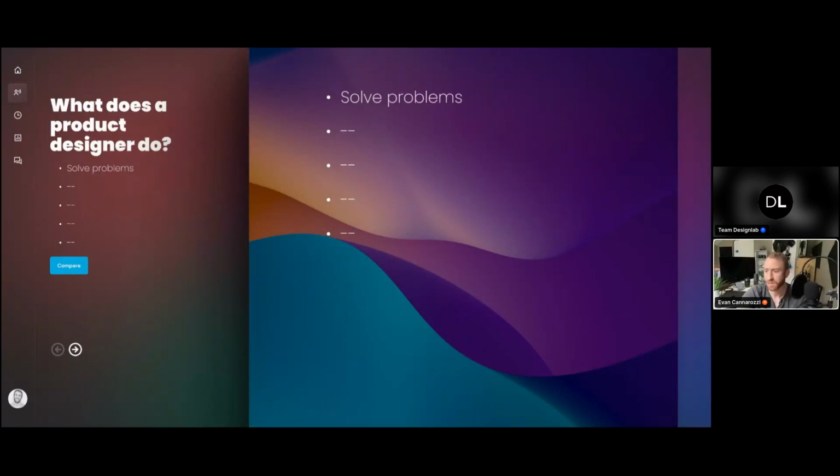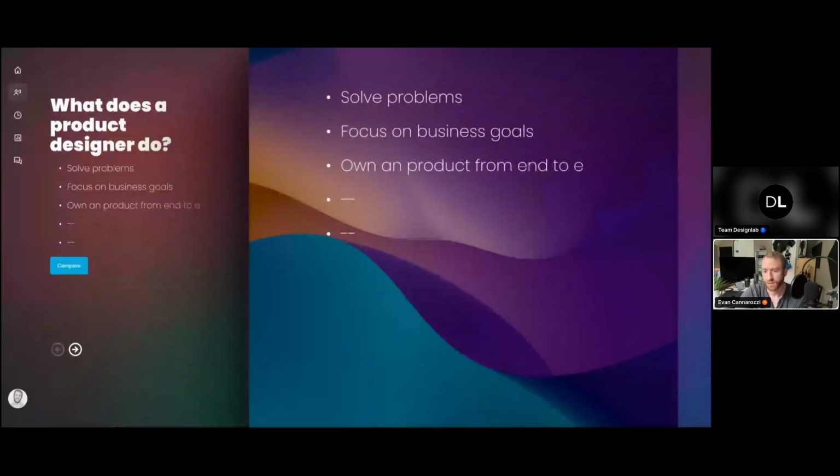I saw focus on business goals. That's a really good one. Focus on business goals. I like that one. Own a product from end to end. Craft digital experiences. That's a good one. Let's put that one in there. Okay, and we need one more.